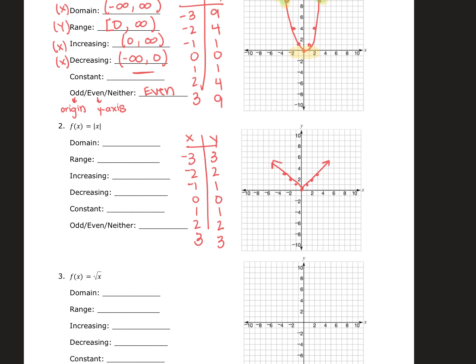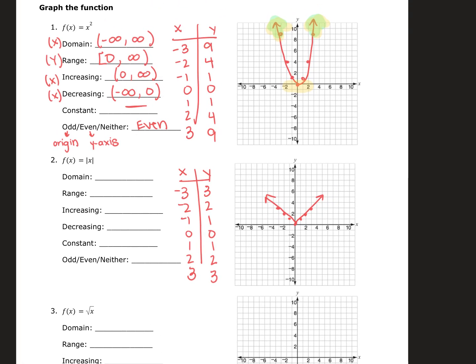So let's look at the domain and range. You're going to notice, you guys, this is a very, very similar shape to that parabola up there. So the domain and range, even the increasing and decreasing, it's all the same, right? My parabola had those arrows that were going up and out forever. Well, my absolute value also has those arrows that go up and out forever.